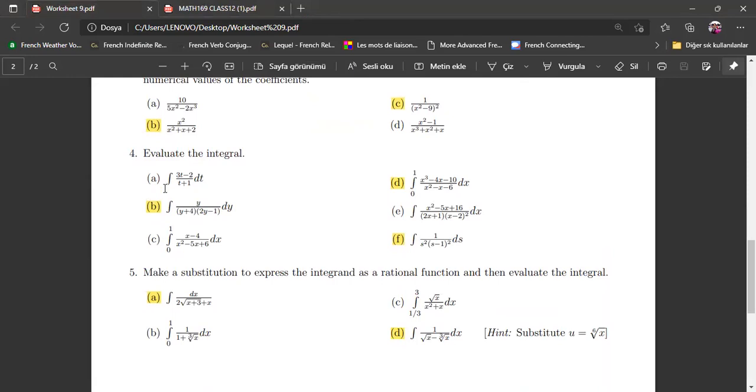Now we will solve this one, again on the whiteboard. Question 4, part B, I guess. Yes, B. We have y over y plus 4 times 2y minus 1, dy. You see we have y plus 4 and 2y minus 1, all of degree 1.